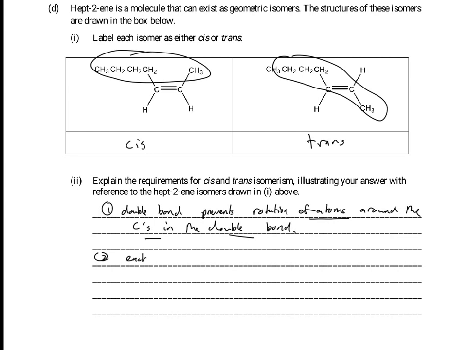Number 2, I think this is where people did it wrong. People said that you had to have hydrogens on the same side or hydrogens on different sides, but it's not the case. Each carbon in a double bond must have 2 different groups on it.